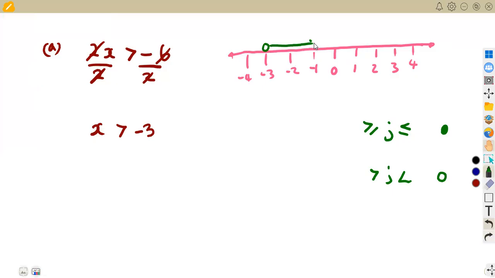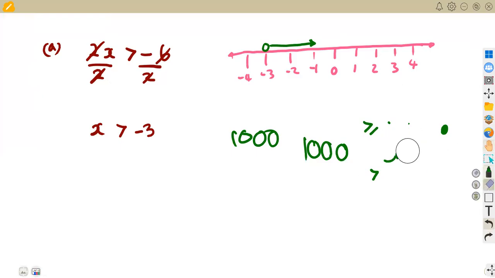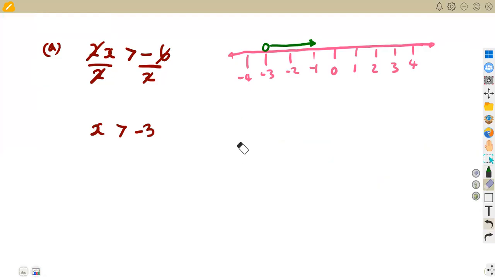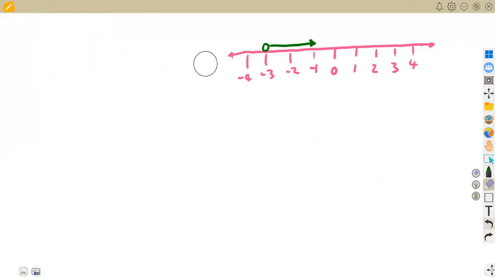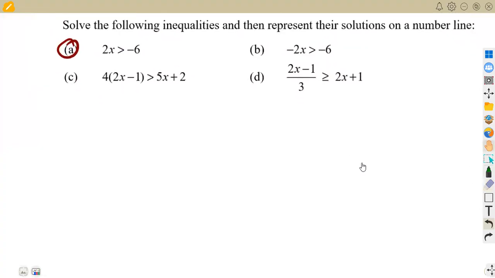So you just indicate that direction with an arrow. There are so many, it's up to infinity. Values that are bigger than -3 do not end. 1,000 is bigger than -3. 1 million is bigger than -3. So you indicate with an arrow to show that your values go up to infinity. That's how you can represent your number line. Okay, so that was it for this one. It was just a direct question. Like I said, we just have to go back to our equations.